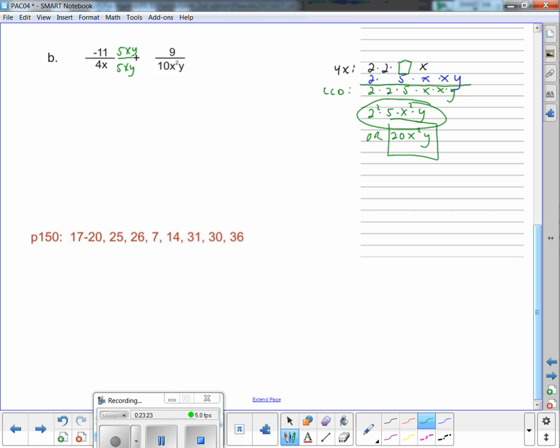Now look, how did Colby know 5xy? What's the 4x missing? 5. What else is it missing? One of the x's. What else is it missing? No, it wasn't Colby, was it? Who was it? Aaron, sorry. All right, Colby, you got the credit, man.